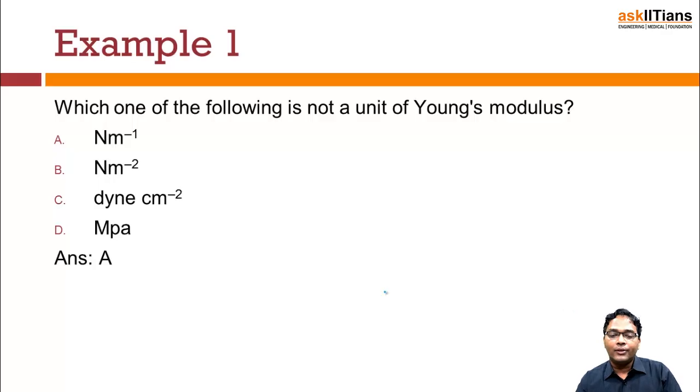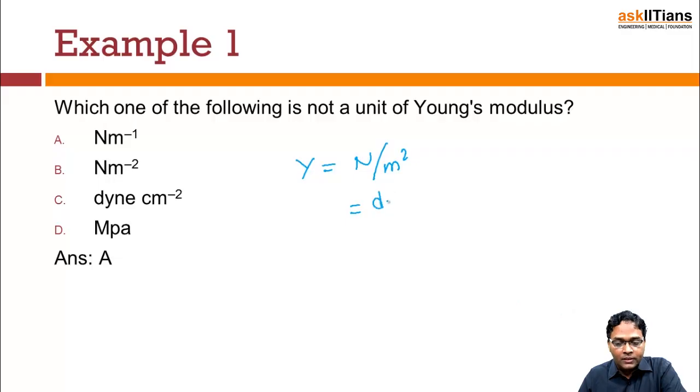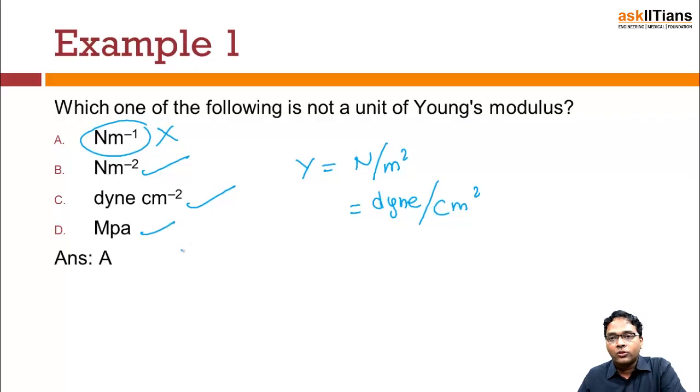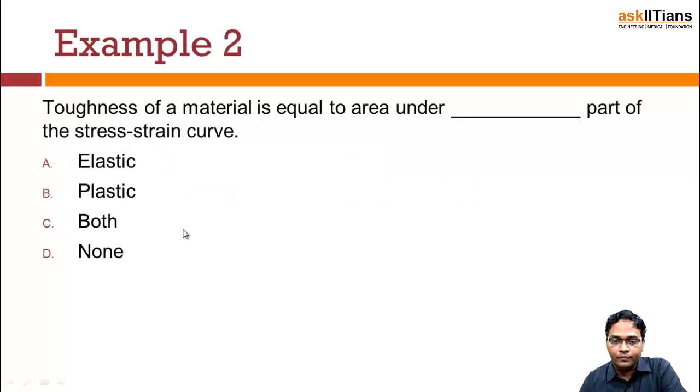Okay, now let's try to take up some examples. Which one of the following is not a unit of Young's modulus? Let's try to see. Young's modulus is defined as Newton per meter square, or in CGS units, it is going to be dyne per centimeter square, right? So Newton per meter obviously is not. Newton per meter square is, dyne per centimeter square is, pascal is also another unit of pressure. So obviously the first one is the odd one out.